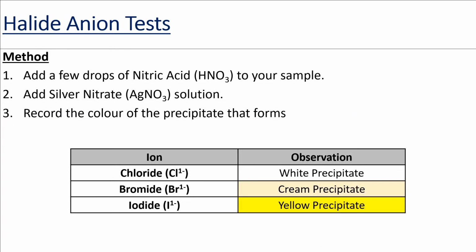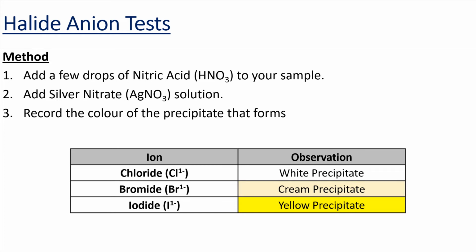So those were the two tests for the metal cations. Now we need to look at a variety of different anions, the negative ion in our compound. And the first one is the halides, which is just the halogens but in their ionic form. So chlorine becomes chloride, bromine becomes bromide, iodine becomes iodide. Once they've become an ion, they're now halides rather than halogens.